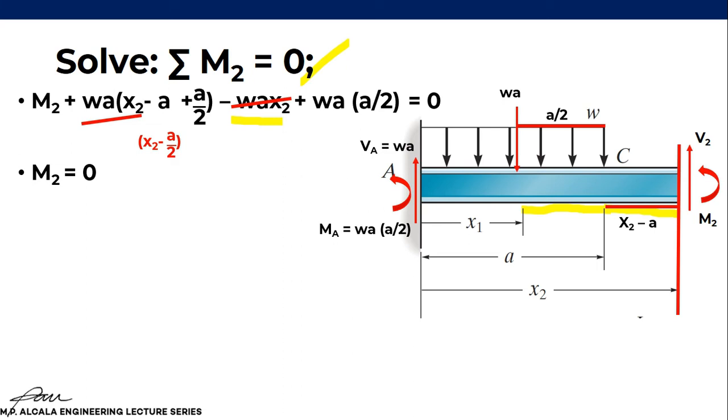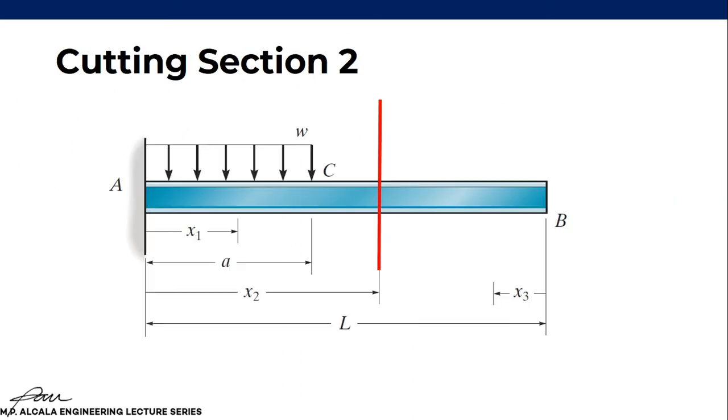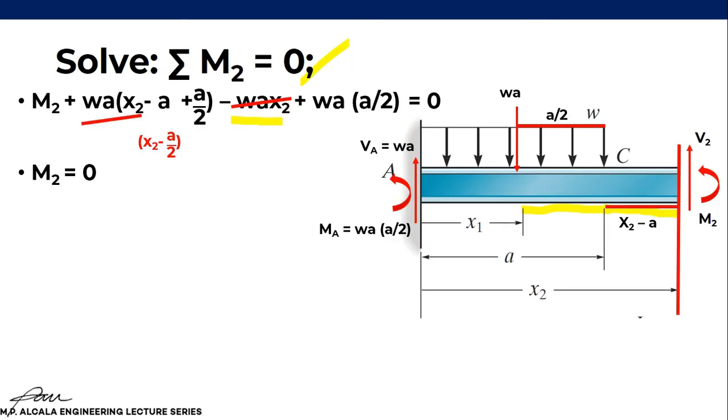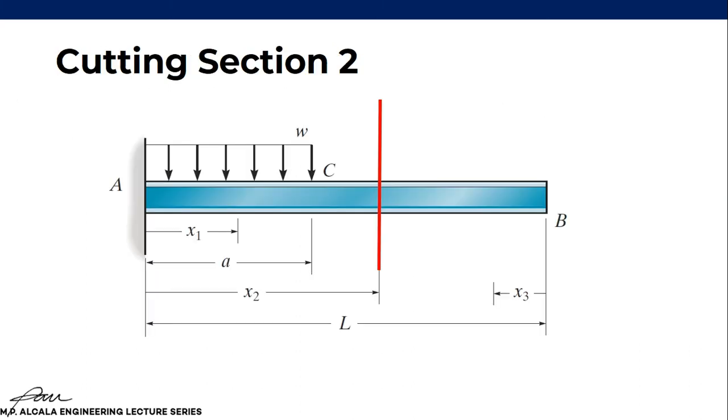M sub 2 will be simply 0. M sub 2 will be simply 0. Now, this is the long method, class. This is a very, very long method. I can also do that when I cut this section and take note of this beam.